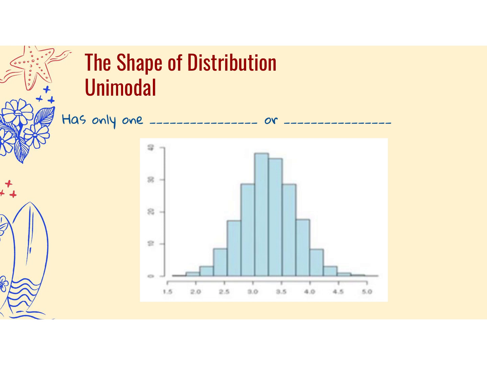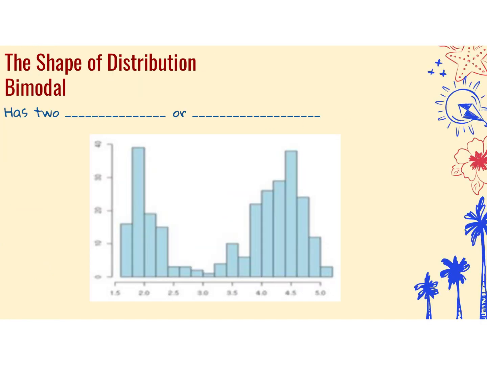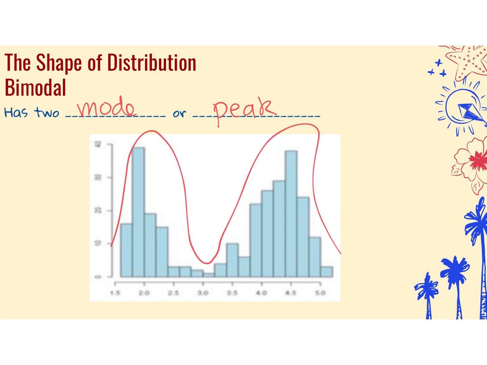And we also are going to talk about unimodal. Just like a unicycle, unimodal means that you only have one mode or peak. For a peak, think about a mountain. That's just kind of where it crests here at the top. So then bimodal is when you have two modes or two peaks on a graph. 1, 2.